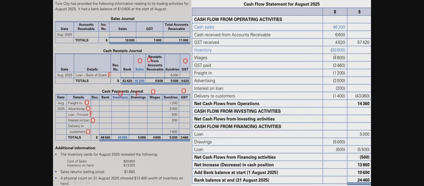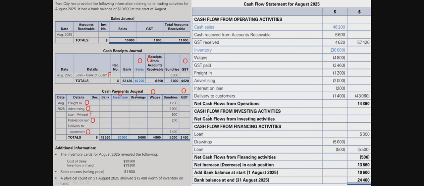Next, when it comes to outflows, just remember to put brackets to signify to everyone who's reading the report that there's money leaving. So in this case, inventory, wages, GST paid, freight in, advertising, interest on loan, and delivery to customers are all operating activity outflows. Add them all up, and that's our grand total there. The net cash from operations is literally the inflows take away the outflows, and it gives us this total here.